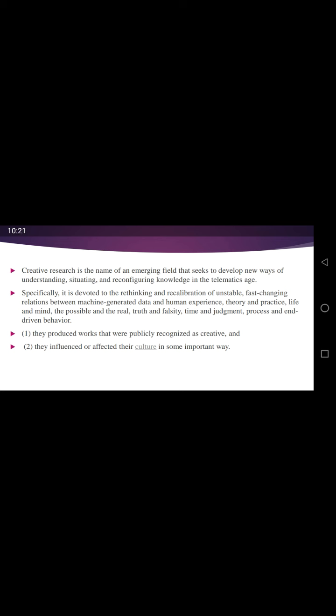Now, some different ways are there. I will give you one or two examples here. They produced works that were publicly recognized as creative.